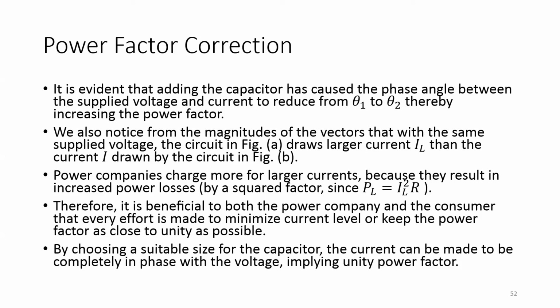The power companies charge more for the larger current because it results in increased power losses. Because the large current is flowing over the lines, and lines have some resistive as well as inductive portions, this will incur more losses on the lines in case of larger current. So due to this, power companies only allow a certain limited power factor. If the power factor goes below this, power companies will not allow this.